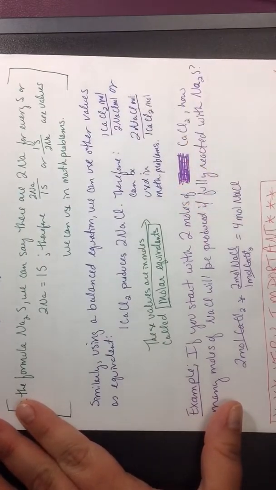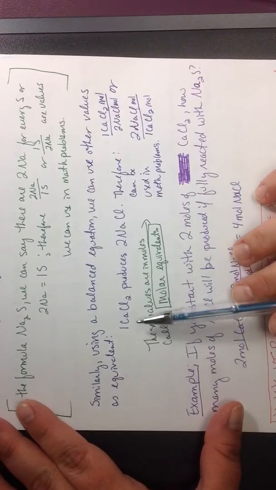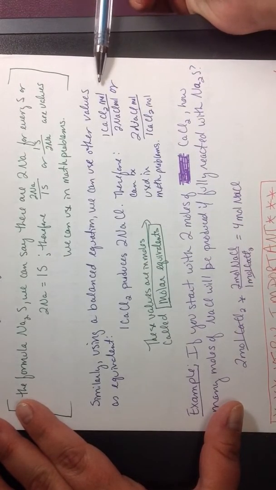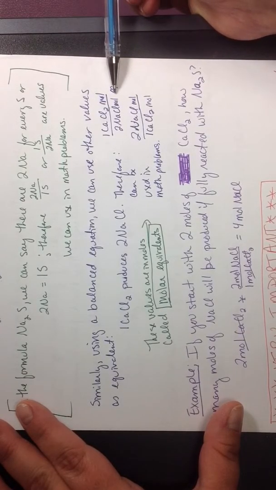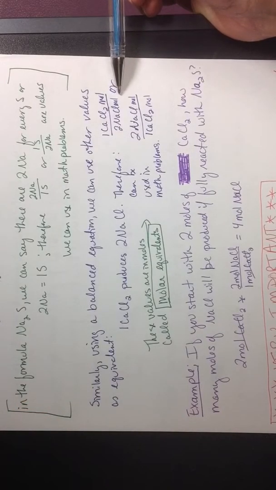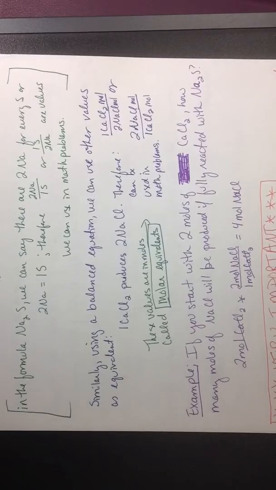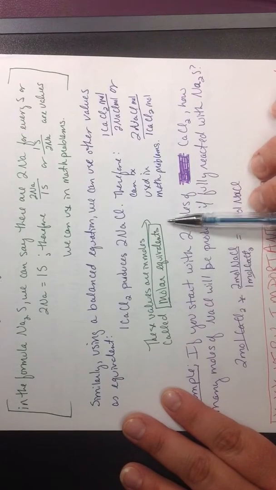Okay, so here's what I mean by that. Using that as an example, 1 CaCl2 produces 2 NaCl, therefore we can say 1 mole of CaCl2 is over 2 moles of NaCl, or vice versa. We can reverse that as well. So we can basically say that those two things are equal in a given balanced equation, and then use that for the molar equivalent. So that's what we refer to as a molar equivalent.